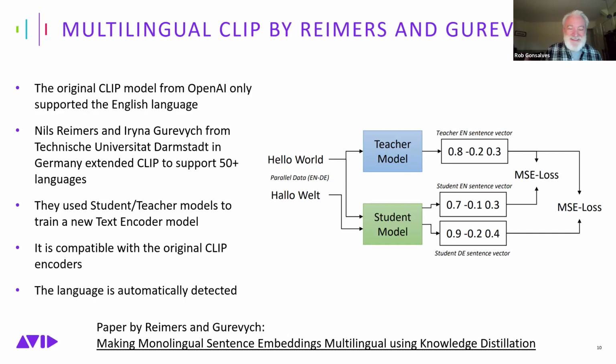But for what they did, they left the image encoder alone, and they just fine-tuned the text encoder to come up with similar embeddings. Oh, and it works in like 40 or 50 languages. And the coolest thing is you don't have to tell it the language. It automatically figures it out.